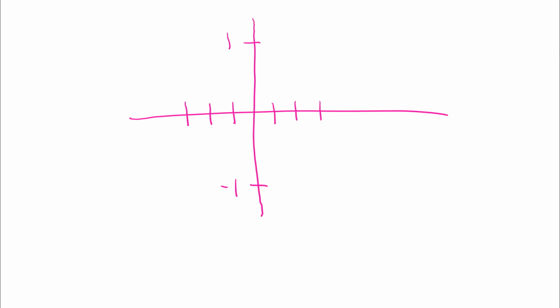Okay, so I've set up an XY coordinate system here, and I scaled my axes differently. Part of the reason I did that is that the y coordinates on all of these points that we found were very, very close to 0. So I made my y-axis very, very big so we'd actually be able to see those points.